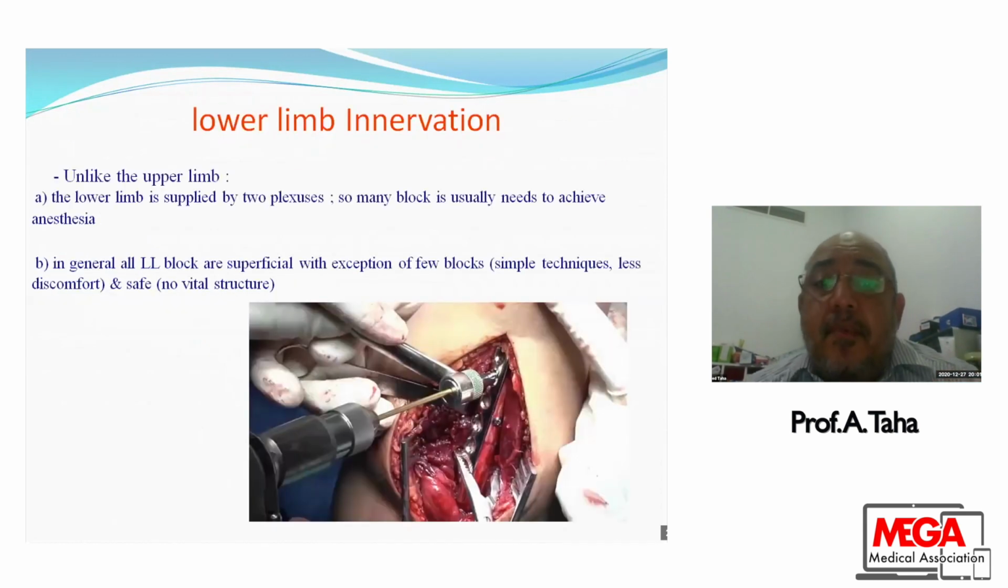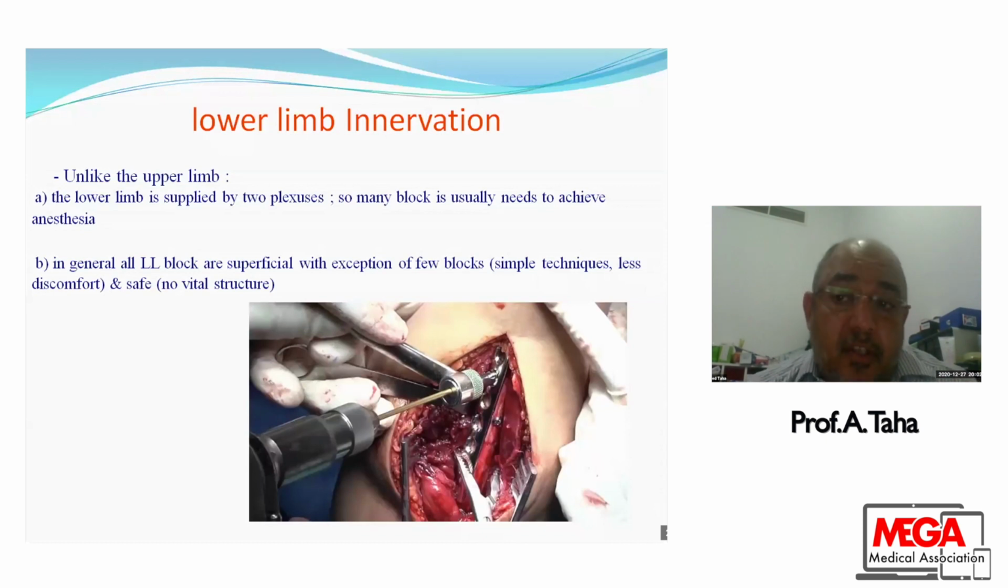Let's go to the second step, the lower limb innervation. Unlike the upper limb, the lower limb is supplied by two plexuses. In the upper limb, we have only one plexus, the brachial plexus, supplying the whole upper limb, so a single injection is enough to achieve anesthesia in most upper limb surgery. However, this is not the case in lower limb surgery. The lower limb is supplied by the lumbar plexus and the sacral plexus, so most of the time you need many blocks to achieve anesthesia.